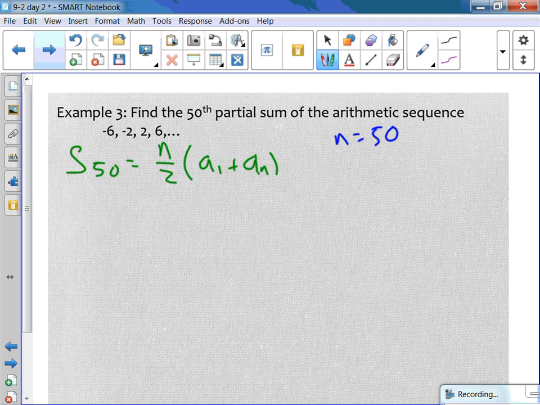Do I know my A1? What about my A50? That's not what you're trying to find. You're trying to find the sum all the way up to the 50th term. But from the formula, I need the 50th term, don't I? Right. So, how do I find the 50th term?